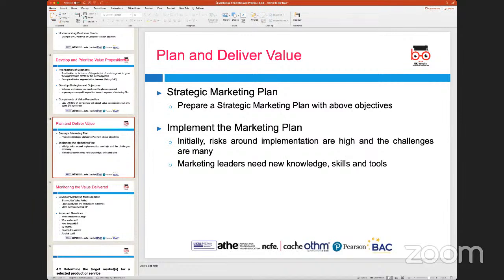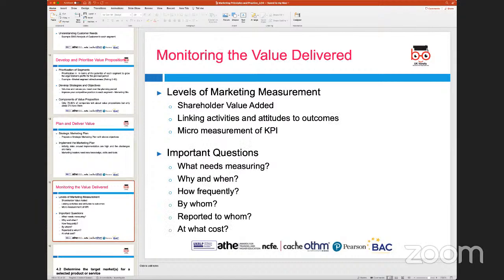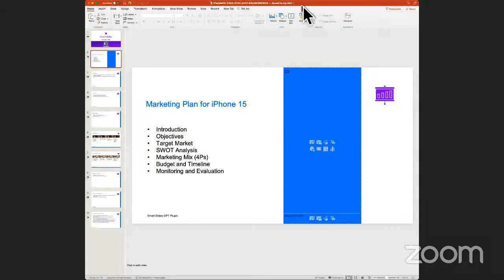Now, if I show you, for example, how this plan is to be created, just as an example, I'm going to show you a PowerPoint slide. And this PowerPoint slide would essentially talk about a marketing plan for iPhone 15. So I'll have a bit of an introduction. I'll have some objectives of what the plan is going to do. What is the target market? I'll look at a bit of SWOT analysis for my consumers in terms of my product. What are the unique features? What are the unique attributes of iPhone 15? And I'll consider the marketing mix. Then I'll look at budget and timeline, and I'll look at monitoring and evaluation.